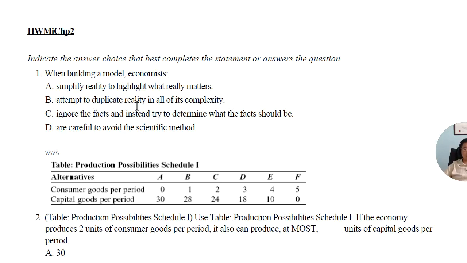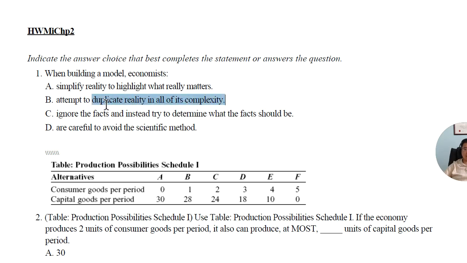Okay, let's look at the second homework. This is question 1 to 5. Question 1. When building a model, economists do what? A. Simplify reality to highlight what really matters. B. Attempt to duplicate reality in all of its complexity.